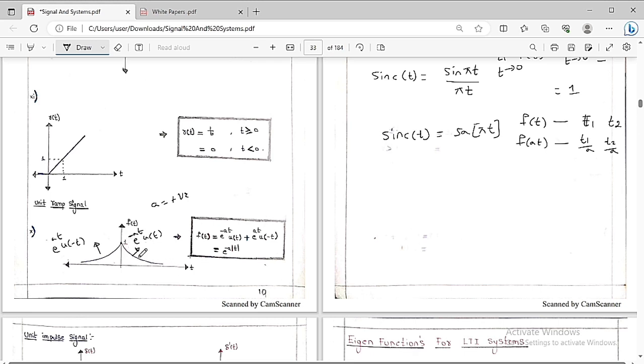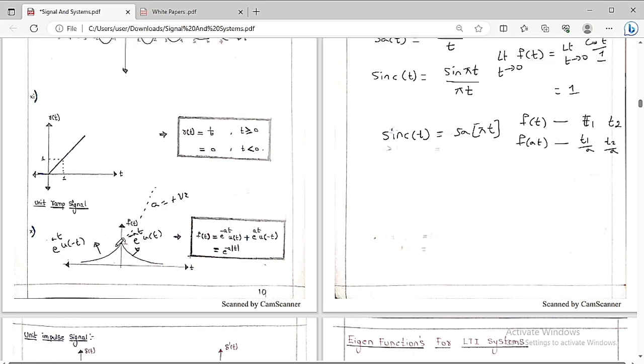So this is e to the power of minus at into u of t, and this is e to the power of at into u of minus t. Listen carefully to what I am trying to tell you. Suppose you expand this one, it will become e to the power of at. I want only the part e to the power of at into u of minus t, because u of minus t exists from minus infinity to 0.